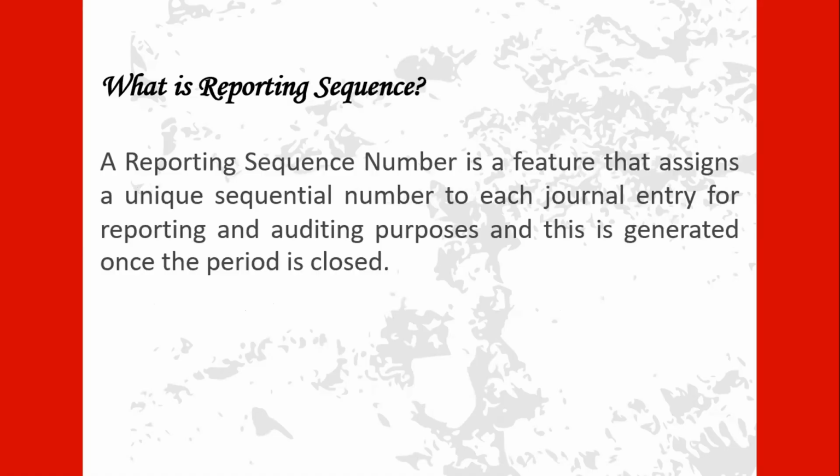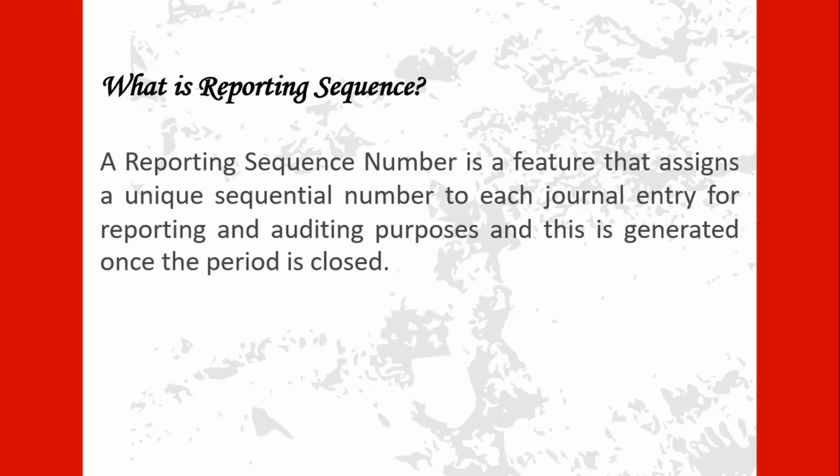And reporting sequence is a number which is assigned to a journal entry for reporting and audit purposes, and this is generated once the period is closed. So as soon as the period is closed, the system will assign one unique reporting sequence number to each of the journal entries within that particular period. So if there are hundreds of journal entries, this sequence number would be assigned to all those hundreds of journal entries. Again, this is a legal requirement, especially in Europe. In certain European countries, we need to assign a reporting sequence number to each journal entry apart from the accounting sequence number.